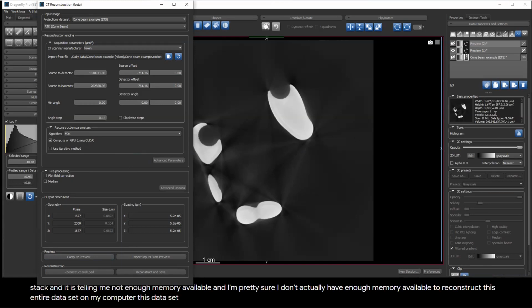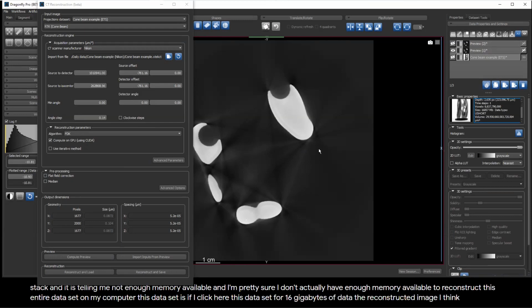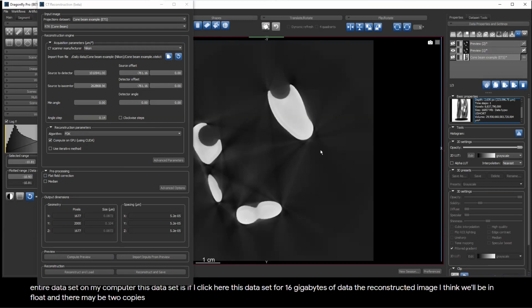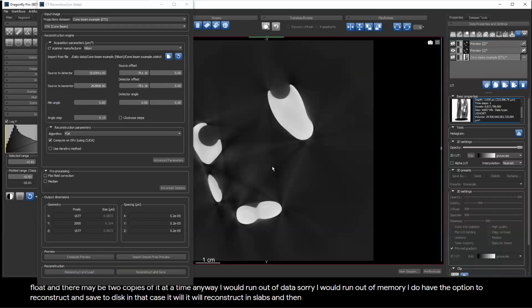If I click here, the projection data for this data set account for 16 gigabytes of data. The reconstructed image, I think, will be in float, and there may be 2 copies of it at a time. Anyway, I would run out of memory. I do have the option to reconstruct and save to disk. In that case, it will reconstruct in slabs and then write it out to the disk, so it never has to fit the entire reconstruction in memory.